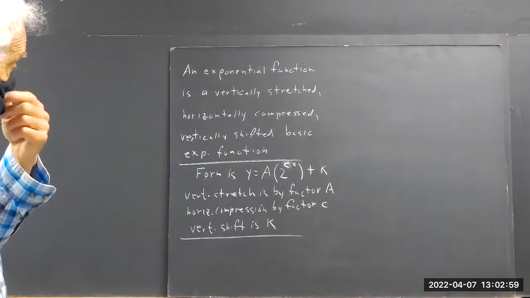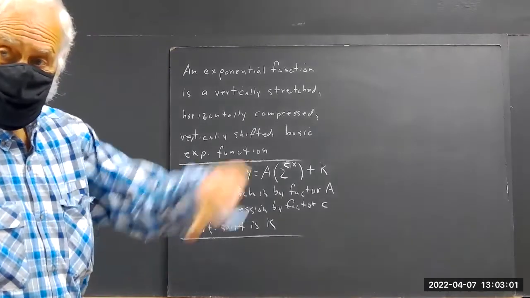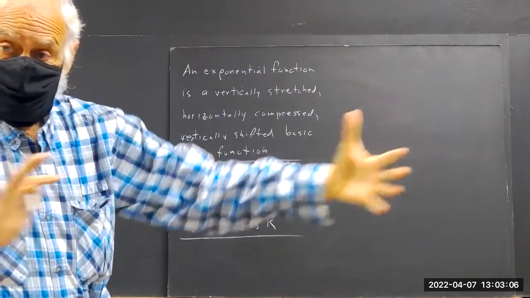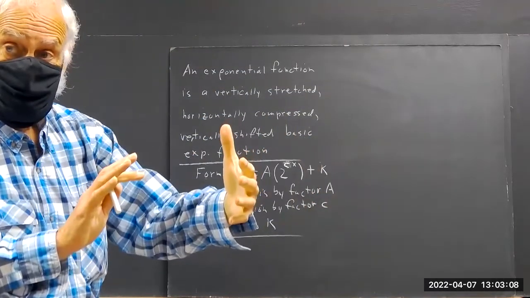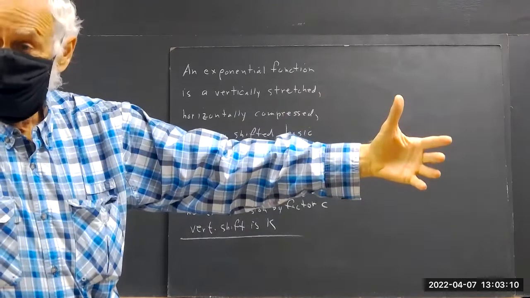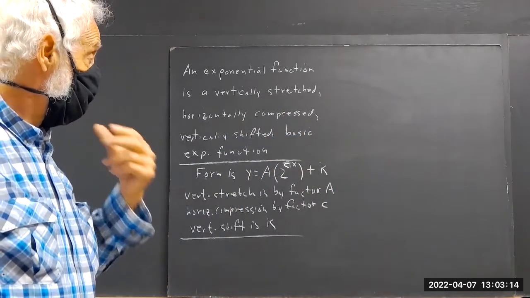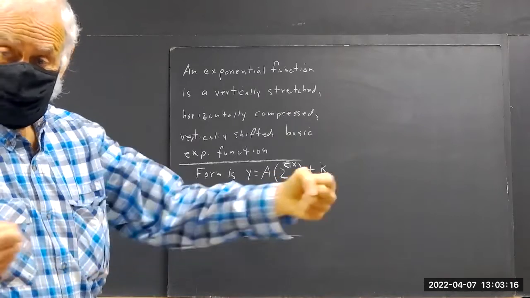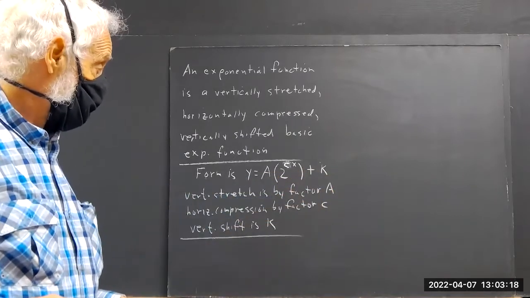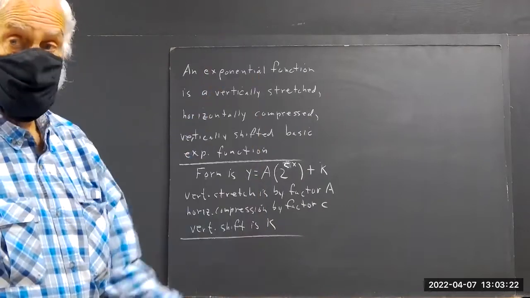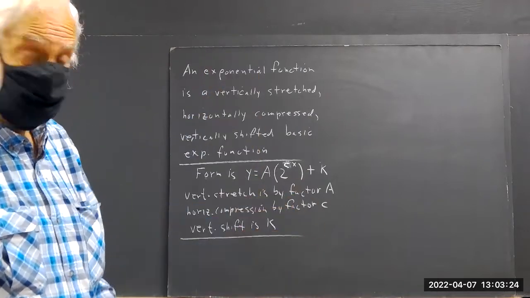It means if we start with a basic exponential function, we stretch it out this way, we squeeze it in this way or squeeze it out, okay? Stretch it out this way. And we move it K units. We move it up or down depending whether K is positive or negative.